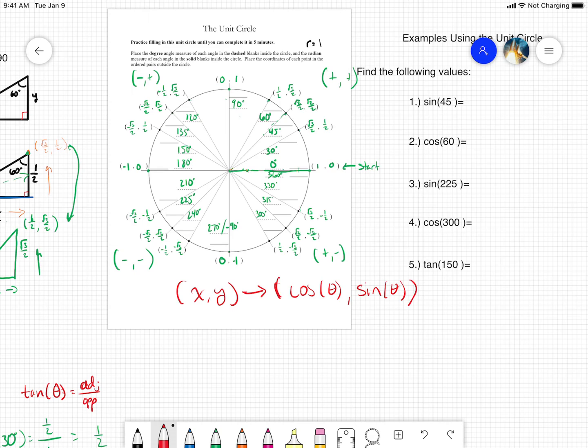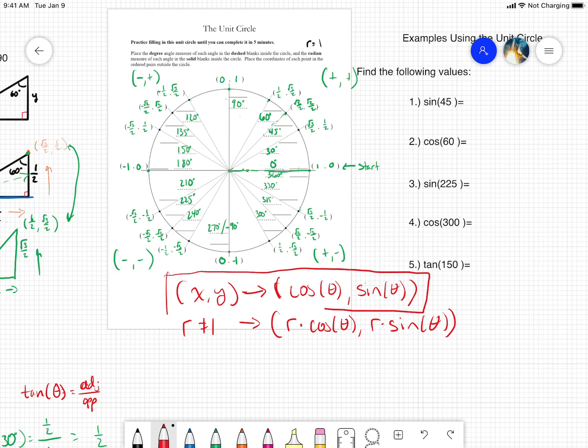Now again, we said that this is a radius of 1. If all I do is expand this thing out, the triangles, remember, if they have the same angles, they're proportional. So if r is not equal to 1, my actual coordinates are r times cosine theta, r times sine theta. But again, I'm not going to have you worry about that so far. This is what I want you to remember, because this is actually going to help out a lot.